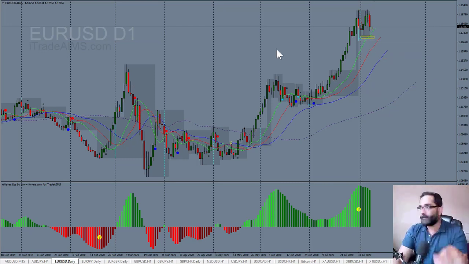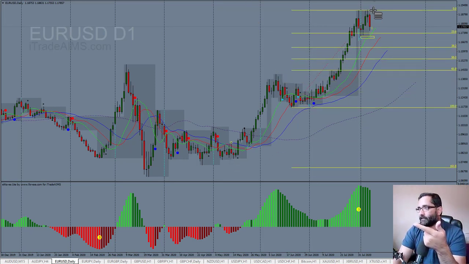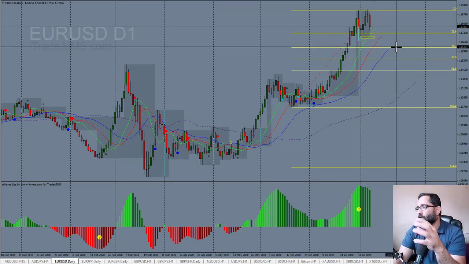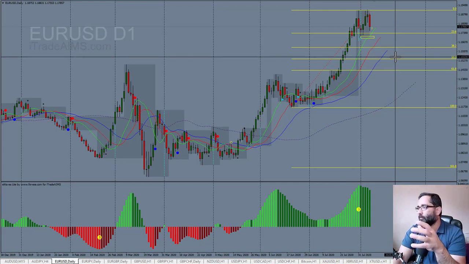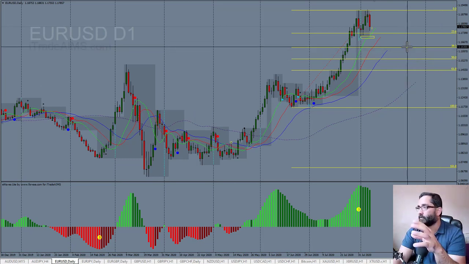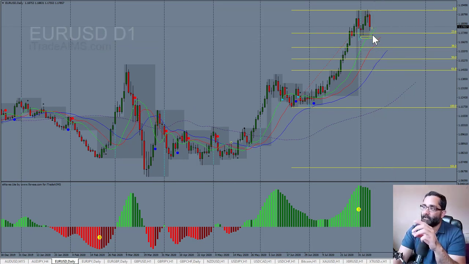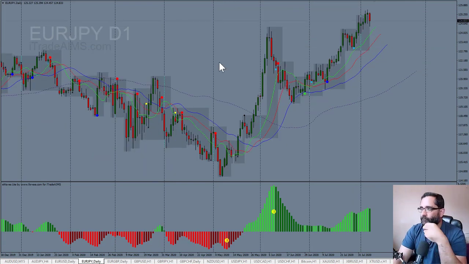So let's suppose if it's a 3, and let's suppose this is big 1 and 2, and this is 3, then chances are that it could come to 1.162, 1.1630, or the 1.15350. So these two levels, the 50% or the 32%. So we'll see how it reacts to this level during this week.